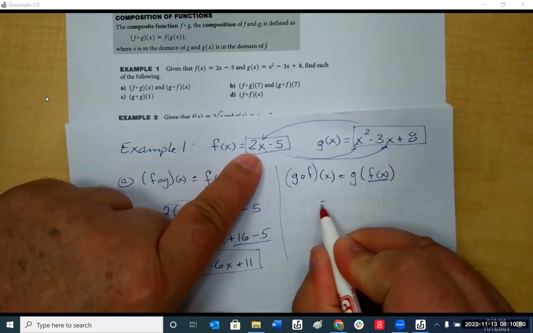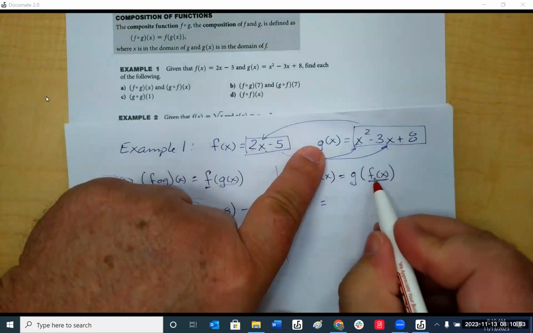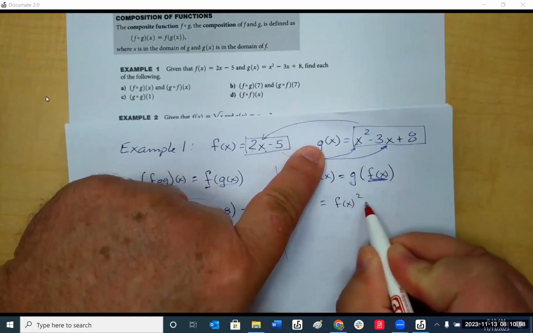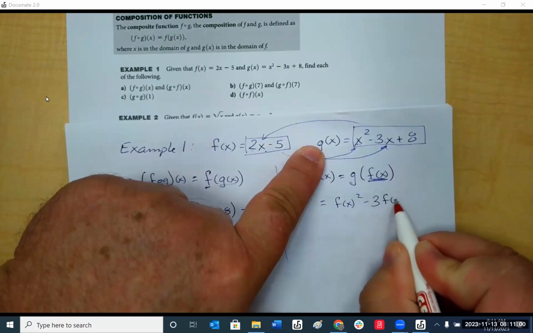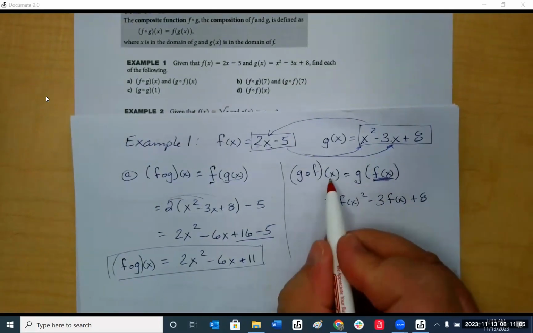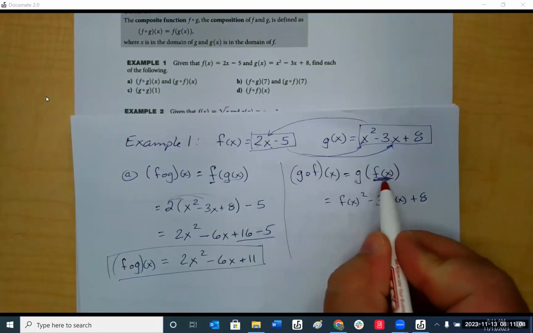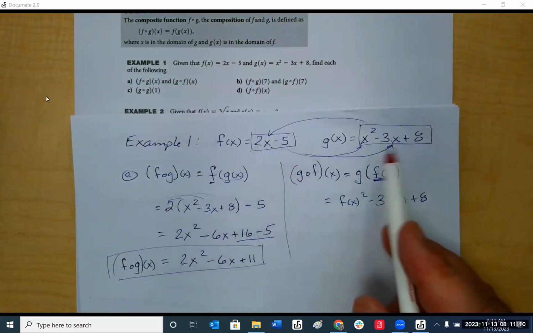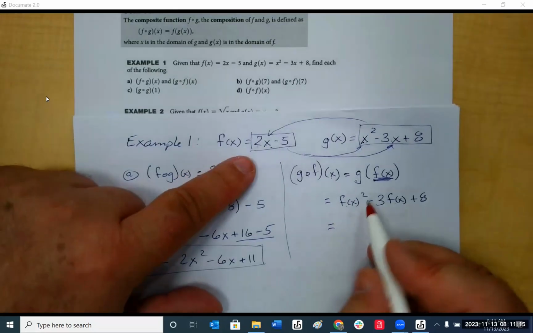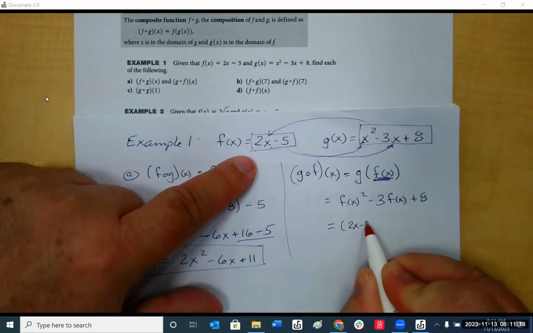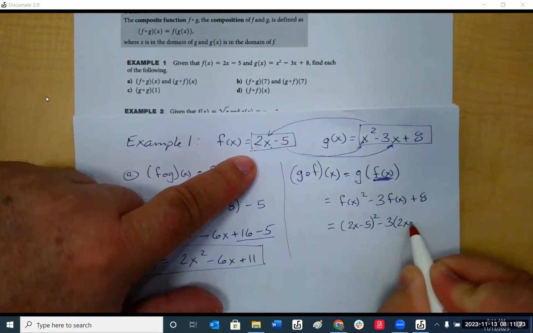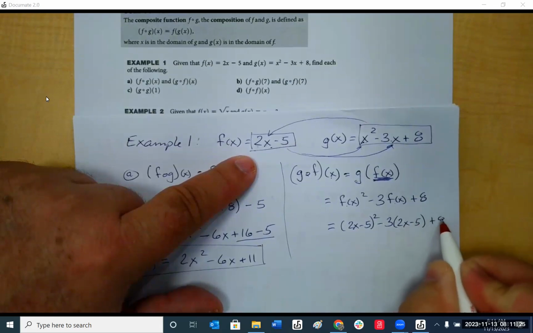You could look at it this way. Here's my function g. So anywhere I see an x, I put an f of x. My variable used to be x. Now I change it to f of x. This is f of x. So anywhere I see an x, I put an f of x. What is f of x? 2x minus 5 squared. 3 times 2x minus 5 plus 8.